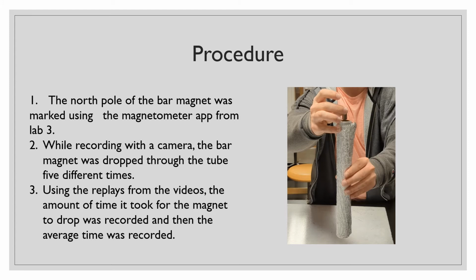The procedure was to first determine the north pole of the bar magnet using the magnetometer app from Lab 3. Then, while recording with the camera, the bar magnet was dropped through the tube 5 different times, and using the replays of the videos, the times were found.